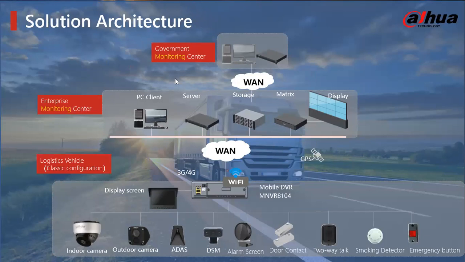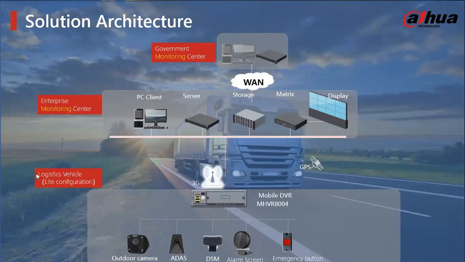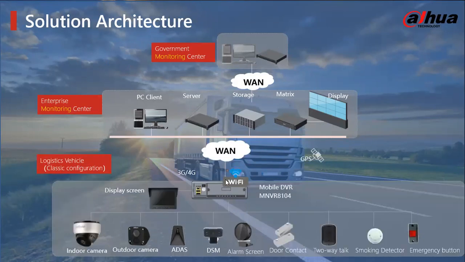From the architecture, you can see the implementation is basically using one device that supports 3G, 4G, and they're added to the platform using the remote side. In terms of vehicle configuration, you have the mobile NVR with the vehicle, you have the screen, you have the cameras, what we have talked about before. And in terms of monitoring centers, you can have the server, you can have the storage.